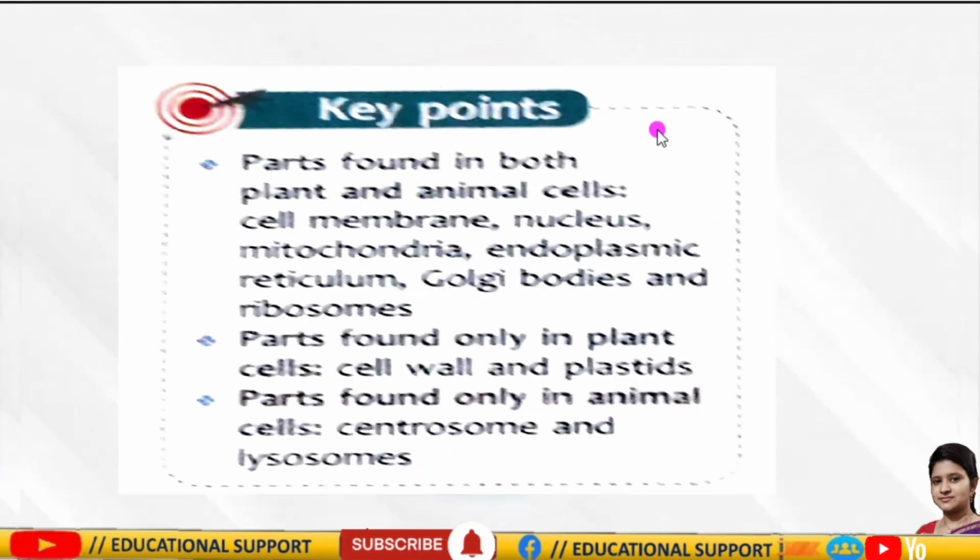Next are the key points. Parts found in both plant and animal cells are the cell membrane, nucleus, mitochondria, endoplasmic reticulum, Golgi bodies, and ribosomes. But parts found only in plant cells are the cell wall and the plastids, and parts found only in animal cells are centrosomes and lysosomes. So these are very important: what parts are found only in plant cells, what parts only in animal cells, and what parts in both plant cells and animal cells.